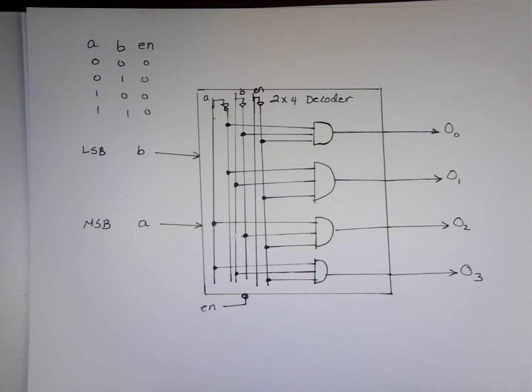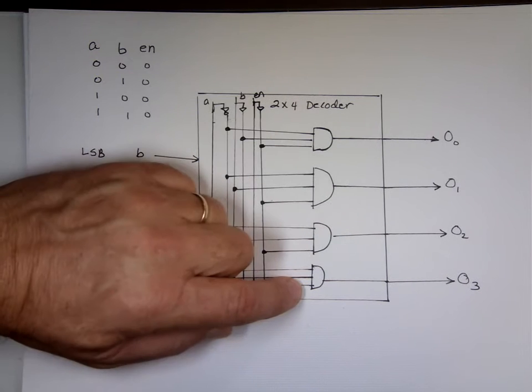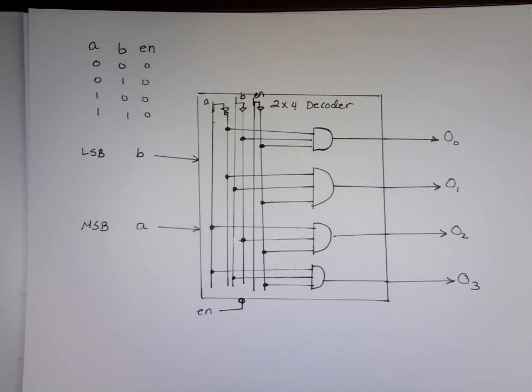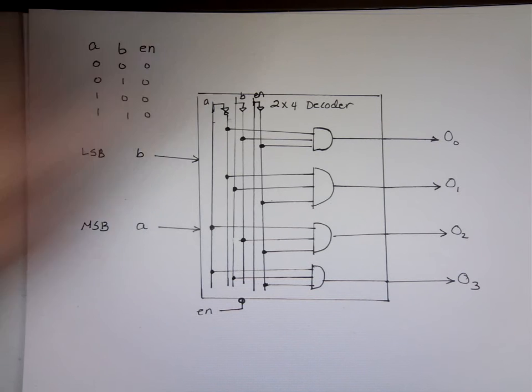The minute the enable is 1, what's going to happen to enable not? 0. All these AND gates are going to be what? Off. Nothing's going to work. So for this to work, that chip enable, the way I drew them, has to be 0. You make that a 0, and you start playing with A and B.